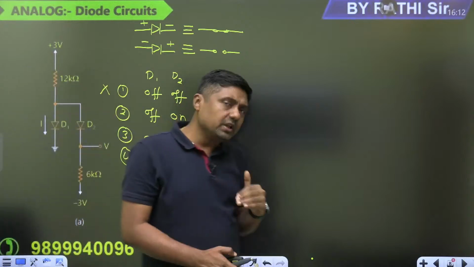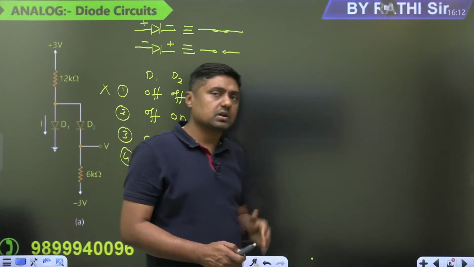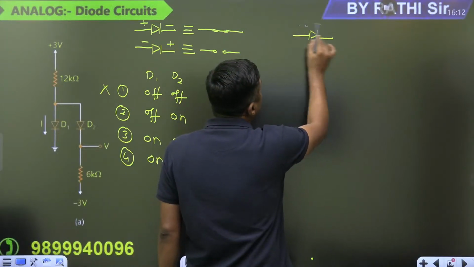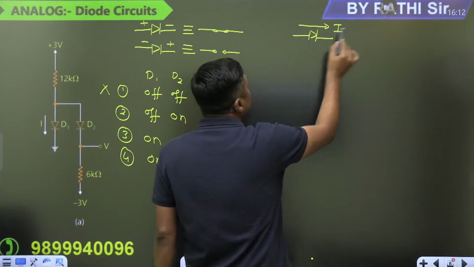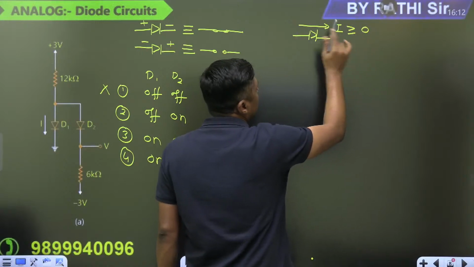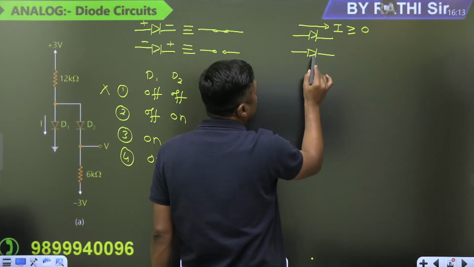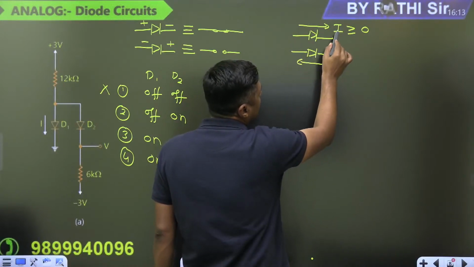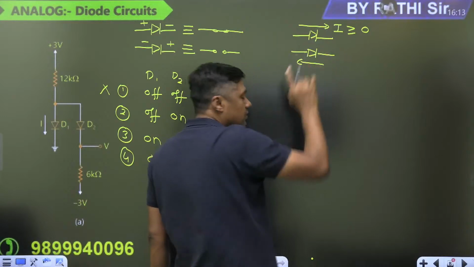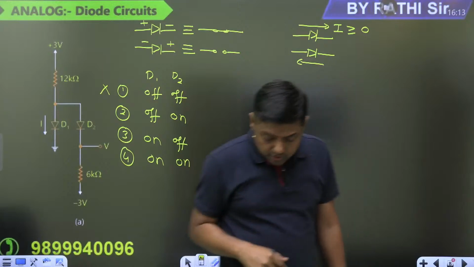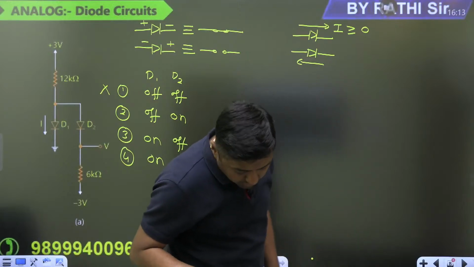When you are assuming that diodes are on, always remember, the diode acts as a short circuit and the current through the diode should be positive. It should be greater than or equal to 0. It will not allow current in the opposite direction. That's why this current I is never negative. Current will flow from positive to negative. So D1 is off and D2 is on, according to Ramu.